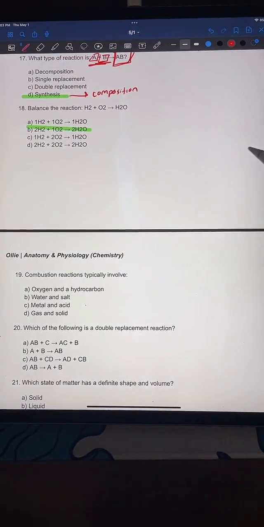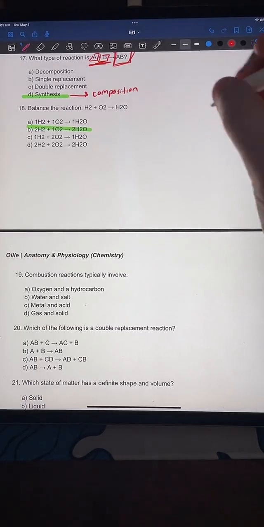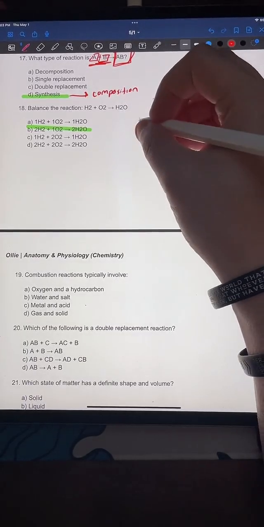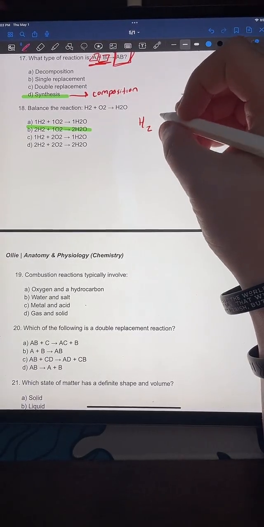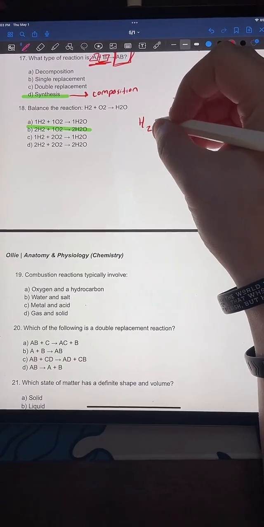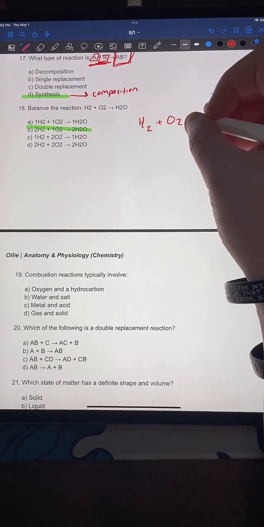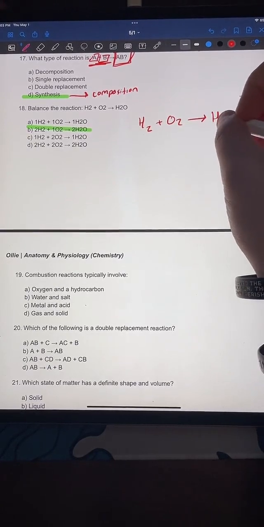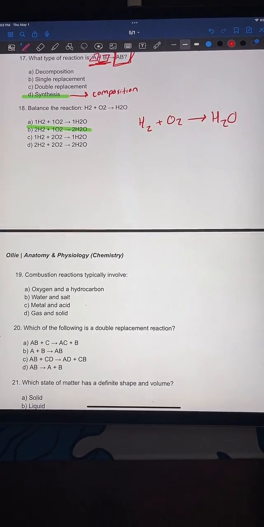The answer is B. This balances both the hydrogen and oxygen atoms on both sides. So, why is this? Because we have 2 hydrogens plus oxygen yield H2O.